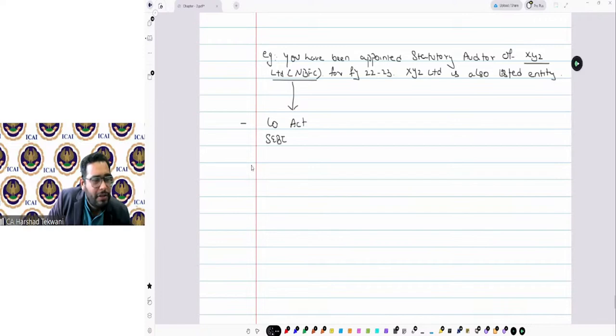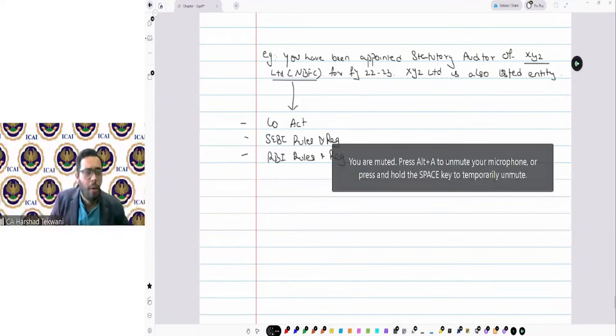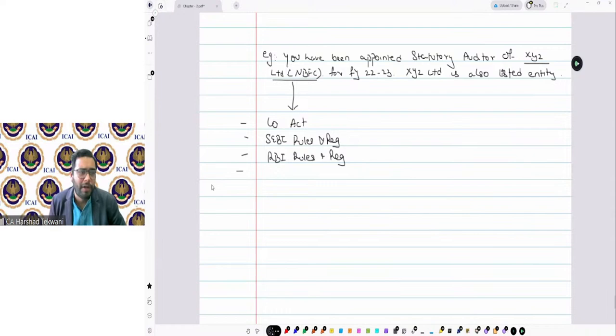SEBI laws and regulations, rules and regulations. Same way, RBI, rules and regulations. Listing regulations, yeah. What else? These three are there. What additional is applicable to this particular entity? You are forgetting one law, which is kind of your subject.